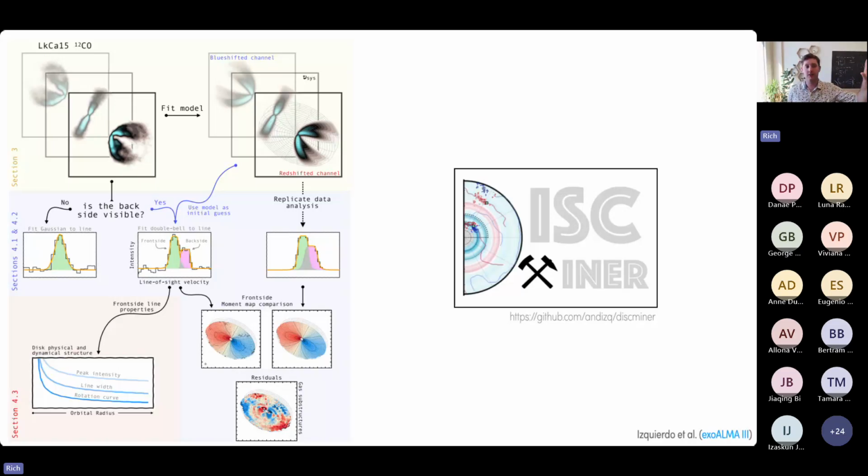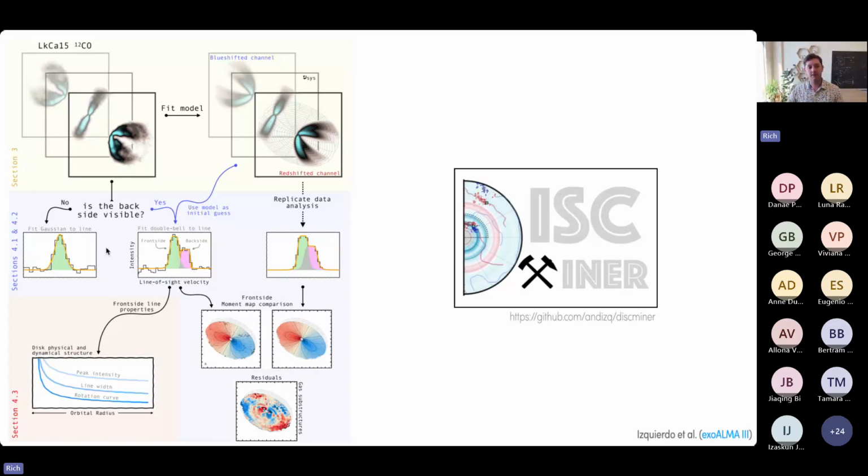Top left, we start with our observations, the channel maps. It first asks, is the backside visible? So as I mentioned before, with this resolution we have access to with ALMA, we can see emission from the front and the backside. If we see the front and backside, then we have to model that as two components, one accounting for each side. Otherwise, we can just use a single component because we're only seeing the front side for face-on sources.